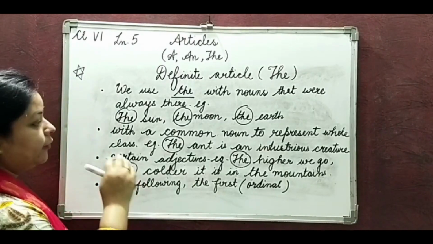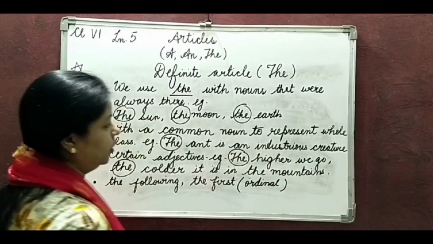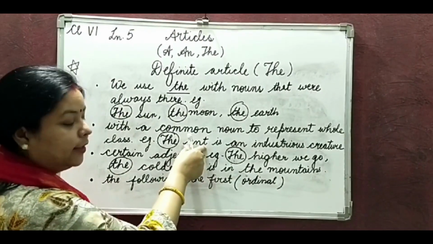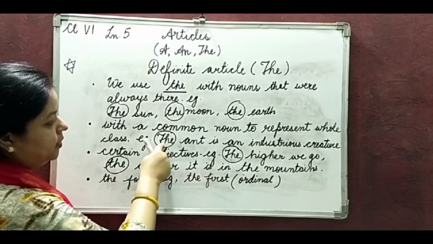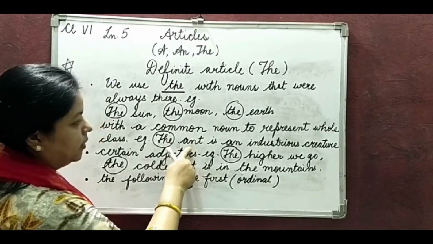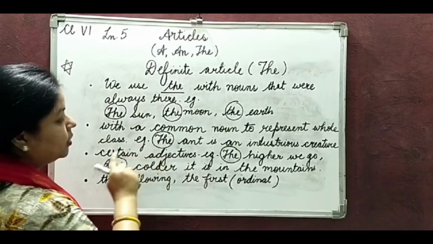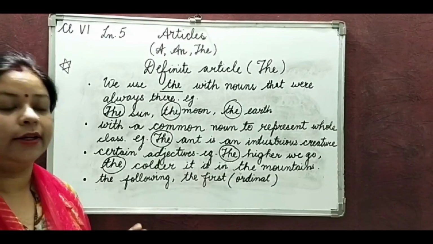For example, the ant is an industrious creature. Here the article placed before the common noun ant represents that this sentence is talking about the whole class of ant. Second, with certain adjectives also we use the article the.